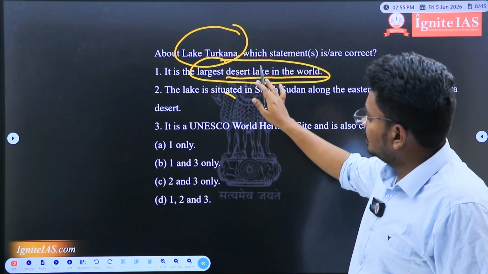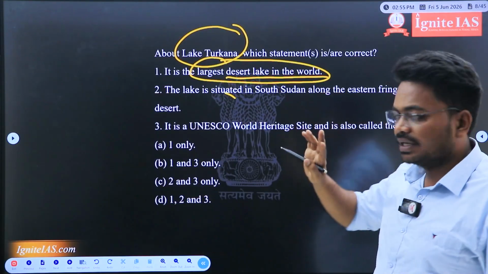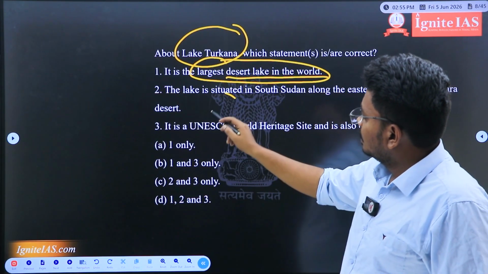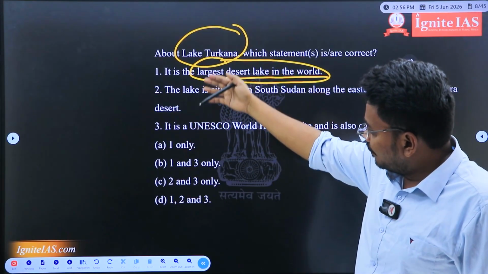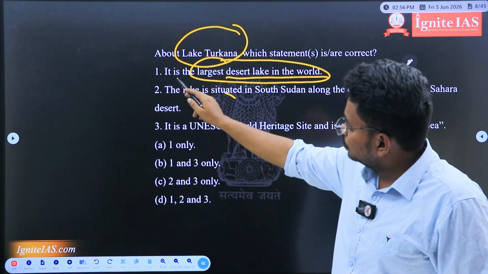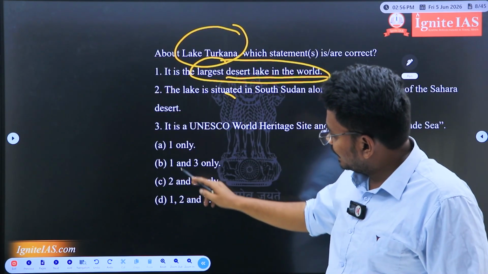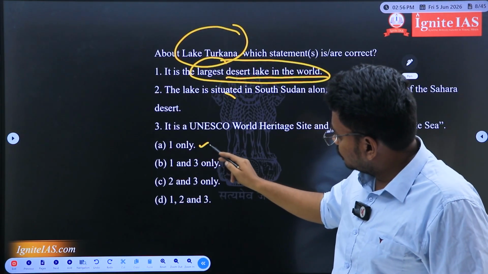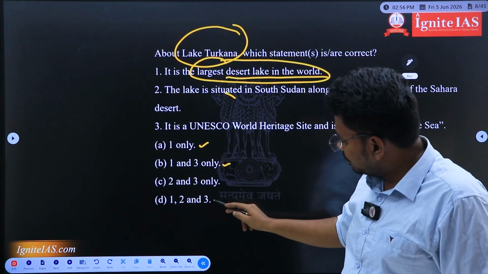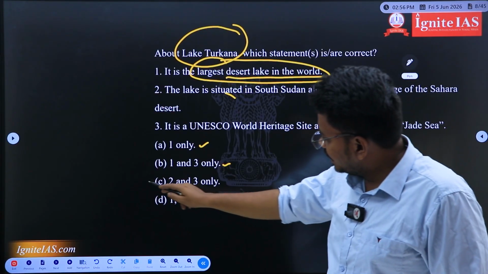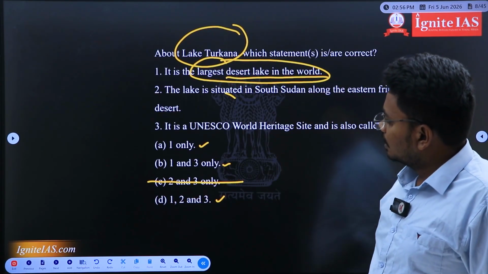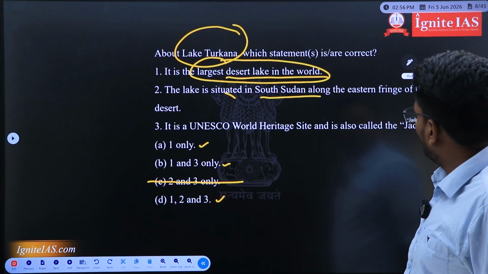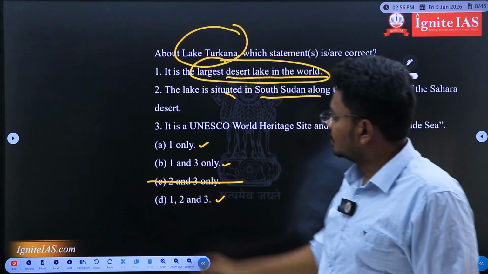Now let's come back to the question. Lake Turkana is the largest desert lake in the world. By default, that is a correct statement. Next, we will try to find the answers parallelly. Statement 1 should be there in the options. Where is statement 1? Statement 1 is in option A, in option B, and in option D. Now we can eliminate option C. We will look at statement 2: the lake is situated in South Sudan along the eastern fringe of the Sahara Desert.